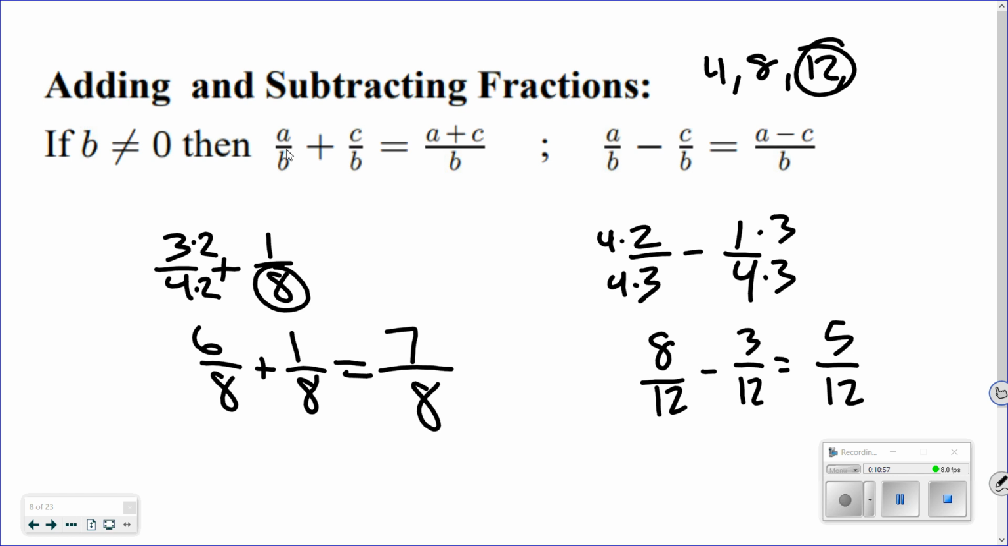Later on, we're going to get into rational functions, which is fractions with variables. In order to simplify those or add or subtract those, we use these same principles. So reviewing this is good because it helps us work with fractions, but it also helps us later on when we get to those rational numbers.